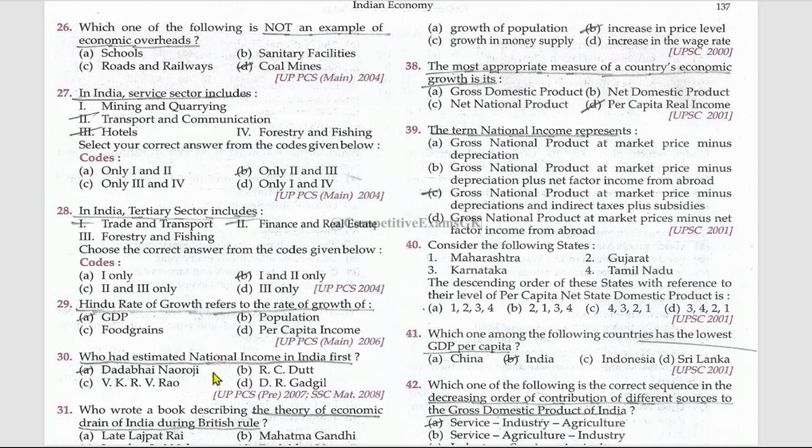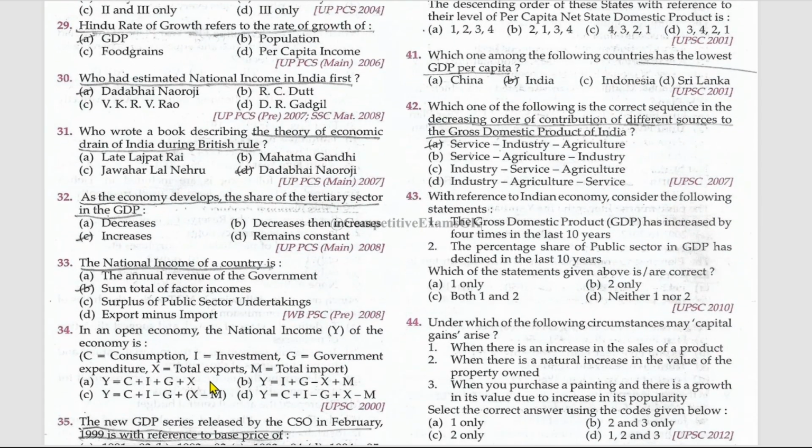Who first estimated national income in India? That is Dadabhai Naoroji. Dadabhai Naoroji wrote a book relating to the economy. What is the name of that famous book? Mention it in the comments.